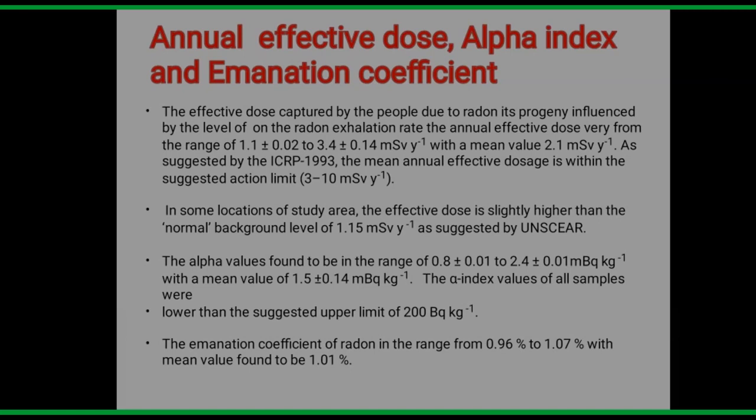The alpha index value is found in the range of 0.8 to 2.4 becquerel per kg, with a mean value of 1.5 becquerel per kg. The alpha index value of the samples is lower than the suggested upper limit of 200 becquerel per kg. The emanation coefficient of radon is in the range from 0.96% to 1.07%, with a mean value of 1.01%.